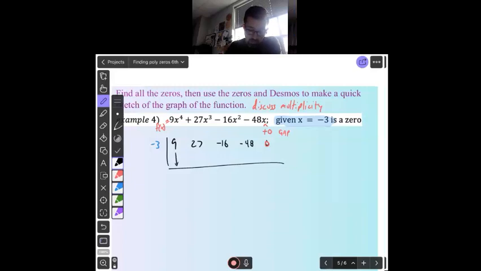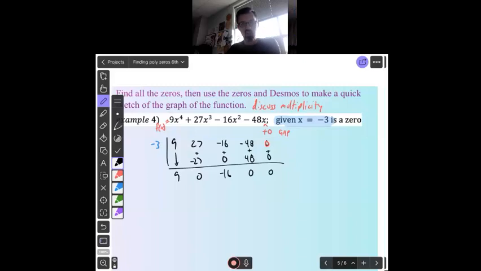Start by dropping that first number. So 9 times -3 is -27. Add that down, you get 0. -3 times 0 is 0. Add that down, you get -16. -3 times -16 is 48. Add that down, you get 0. -3 times 0 is 0. Add that down, you get 0.